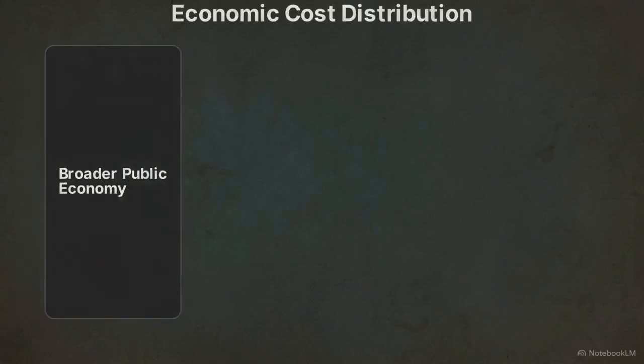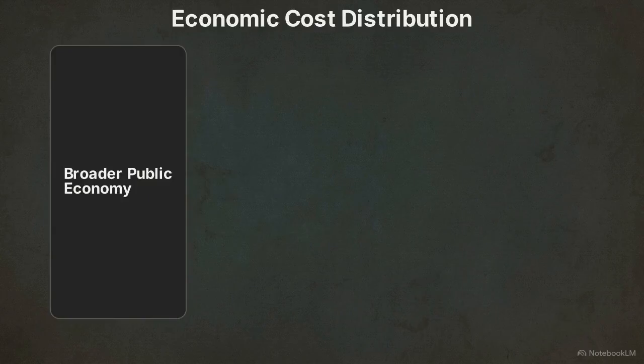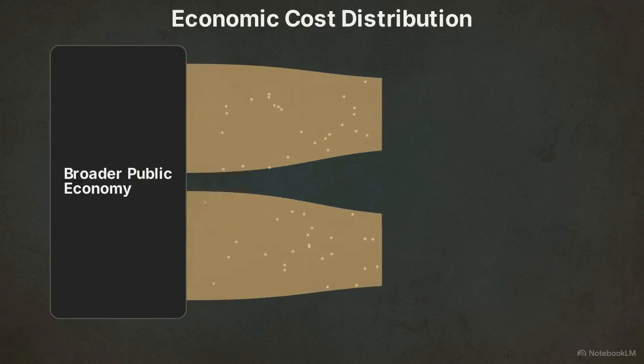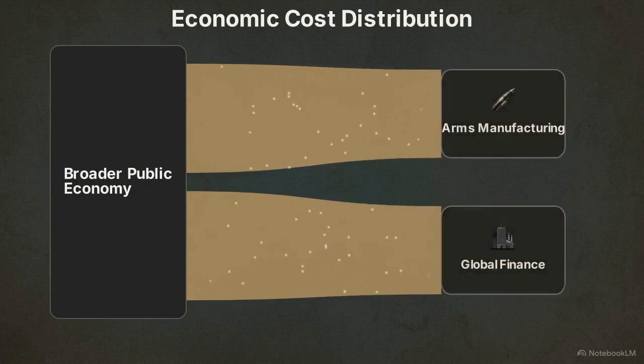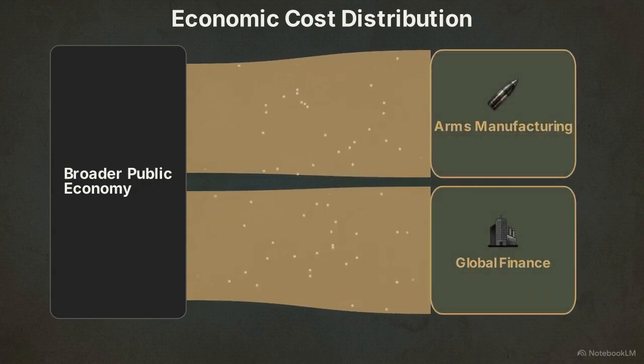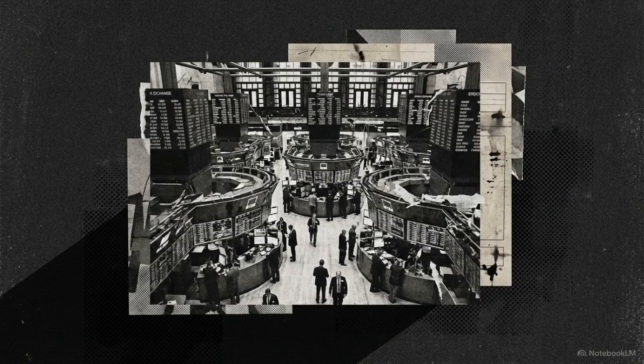This visualization shows exactly where that wealth goes. While the broader public absorbs the financial shock, public funds are funneled directly into the highly profitable nodes of arms manufacturing and global finance. Working people are forced to subsidize overseas military operations so that finance capital, the massive integration of banking and industrial monopolies, can continue extracting wealth.